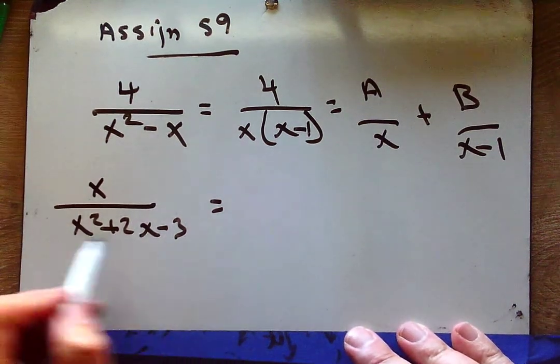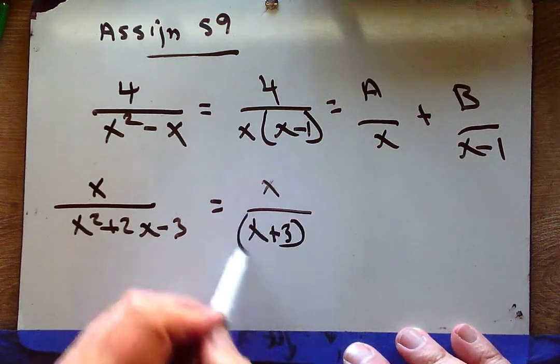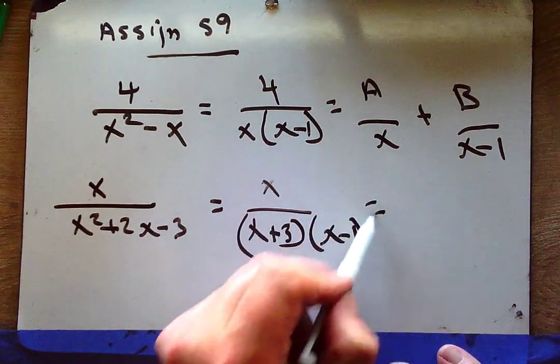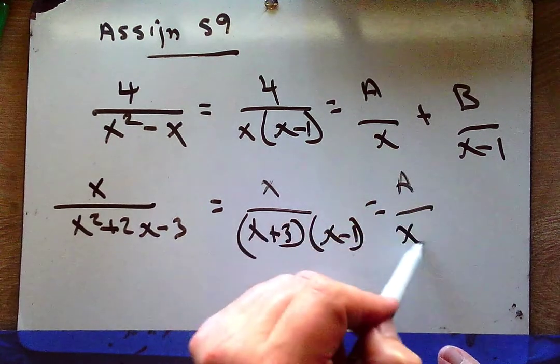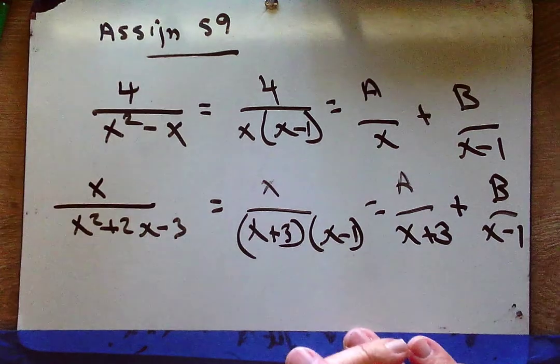Welcome back. Did you factor this? x plus 3, x minus 1. And so we've got A over x plus 3 and B over x minus 1.